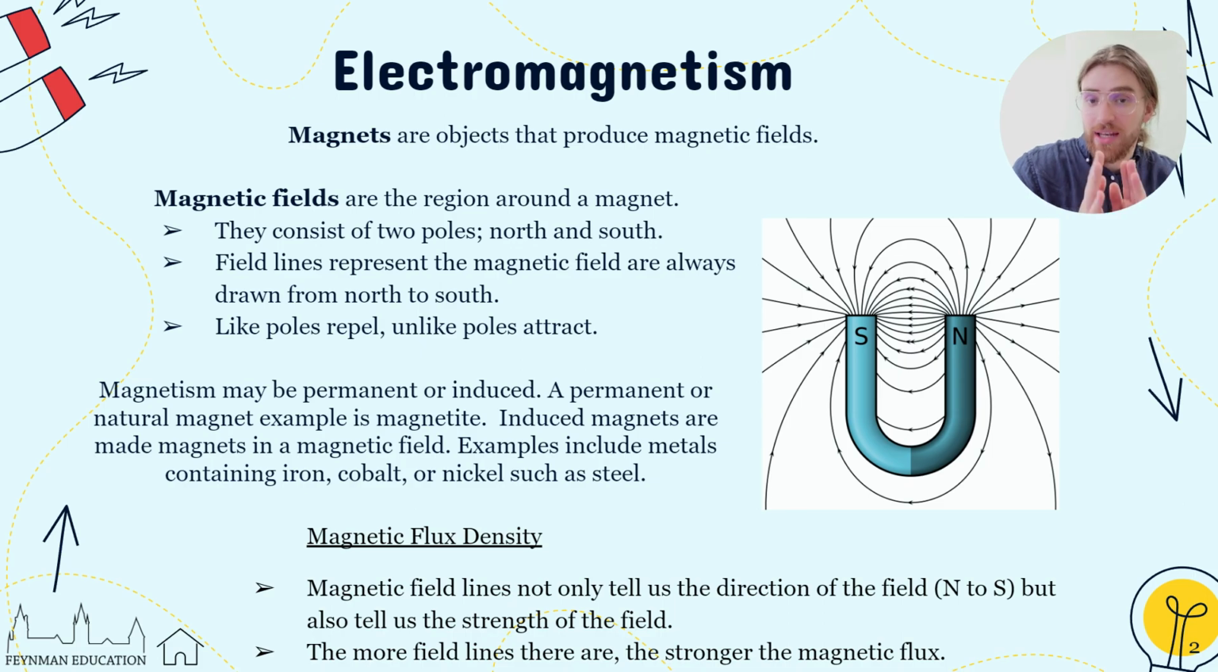Okay, so magnetic fields go from the north pole to the south pole, and like poles repel each other. So north and north are going to repel. Unlike poles, like north and south, are going to attract one another.